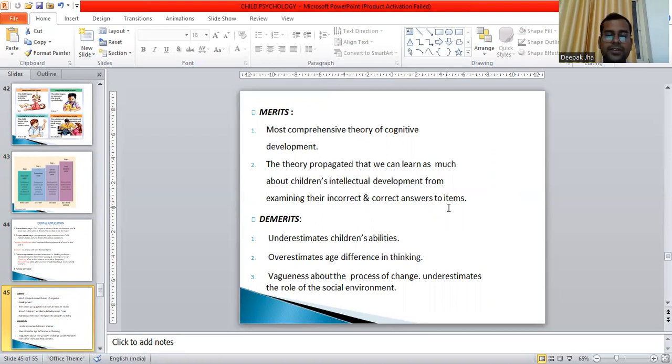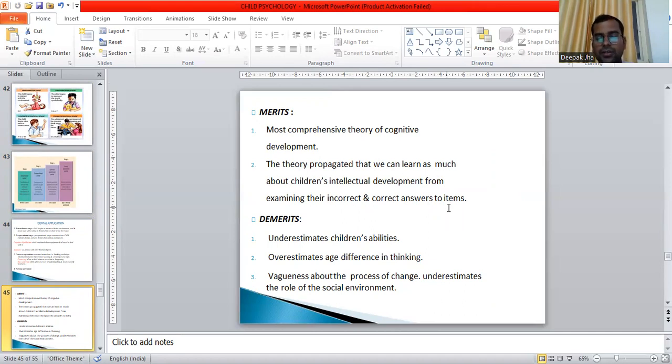So how had Piaget propagated his theory? Basically, Piaget had conducted this study on his own children, and rather than just seeing how a child responds, Piaget gave them questions and saw their reaction to such questions, or gave them instances and saw their reaction to such instances, and propagated his theory.